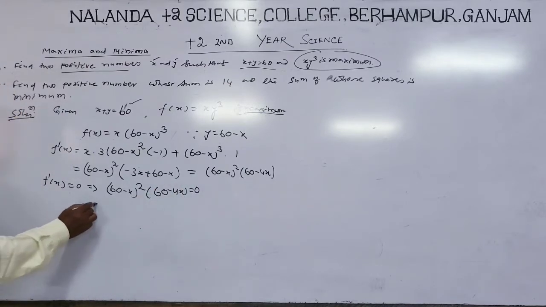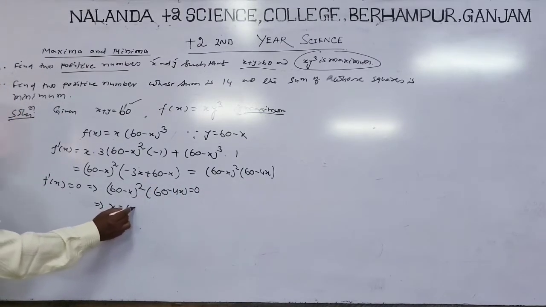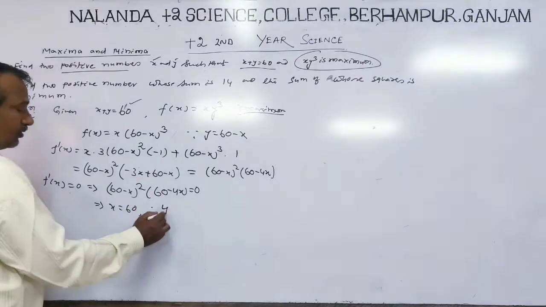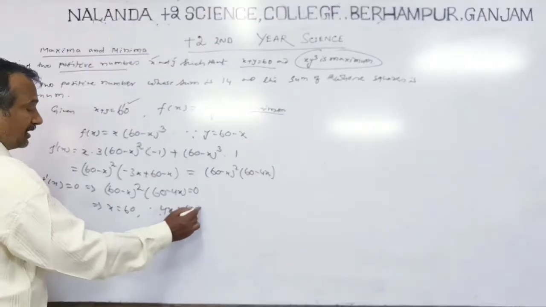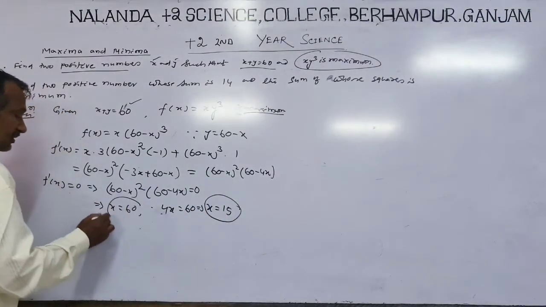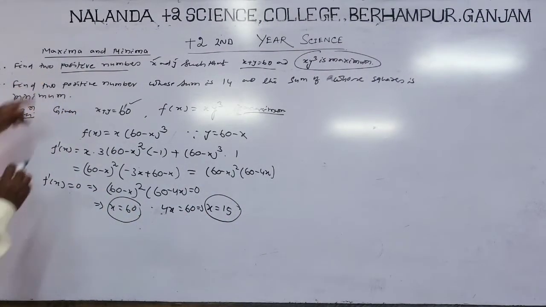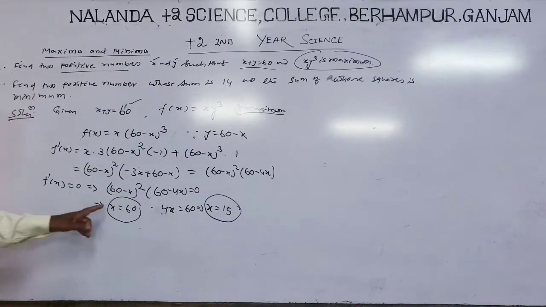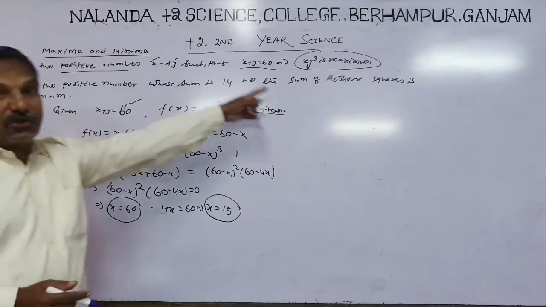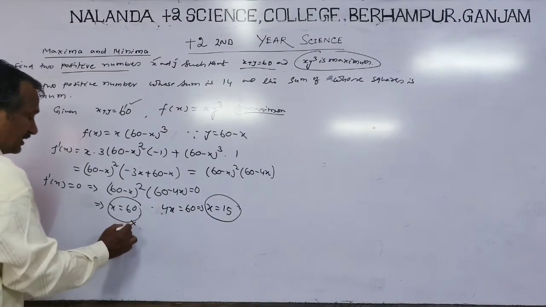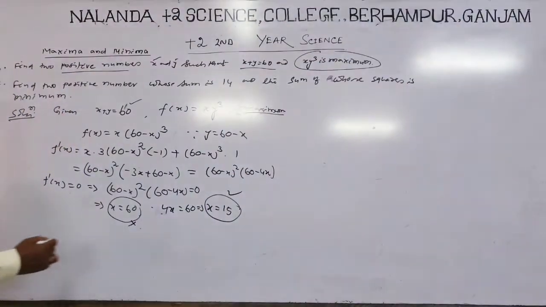Now here x equal to 60, or 4x equal to 60, which implies x equal to 15. Now here x equal to 15 and x equal to 60. But here given x and y are two positive numbers. If x equal to 60, y equal to 0, so 0 is not a positive number. A positive number must be greater than 0. So now here we consider x equal to 15.